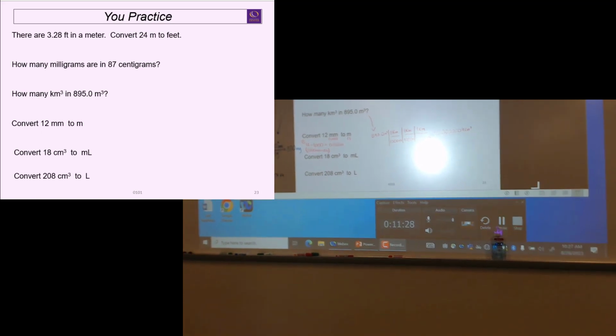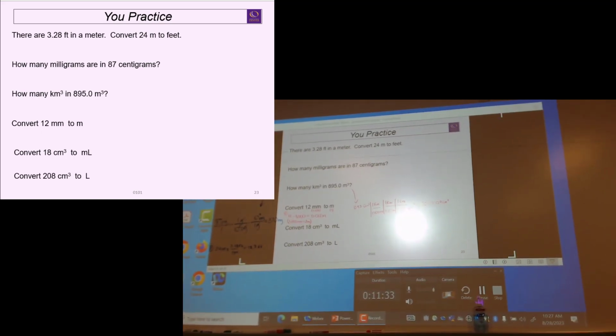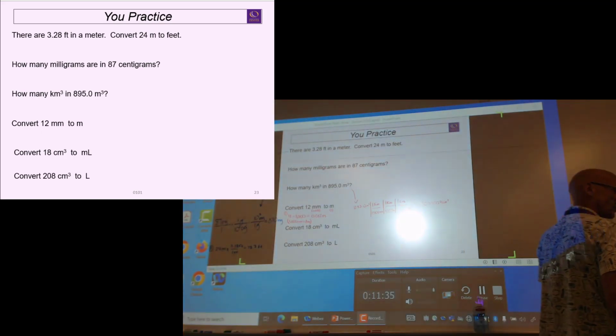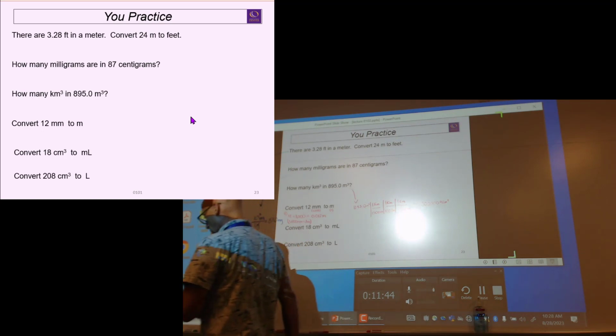Hopefully I'm somewhat close to what I'm looking at. There we go. All right, so on we go. Hopefully I'm where I think I am on the slides.